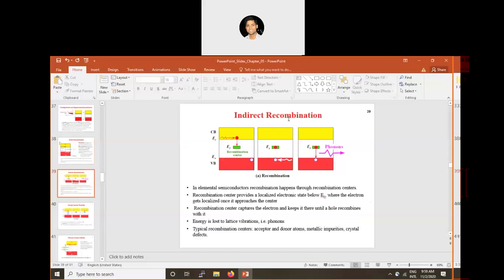Any other questions? Okay, if there are no other questions, we can stop here for today, and then we'll start in the next class. We will discuss more about optical absorption and other concepts.